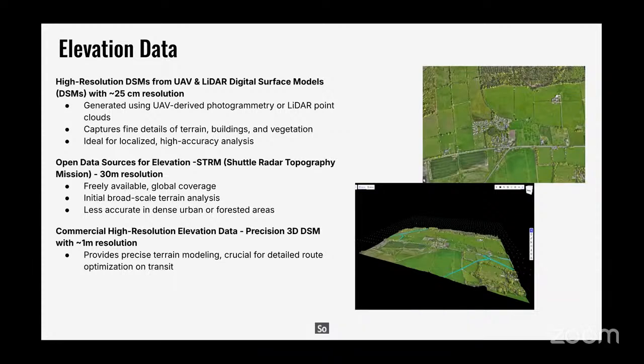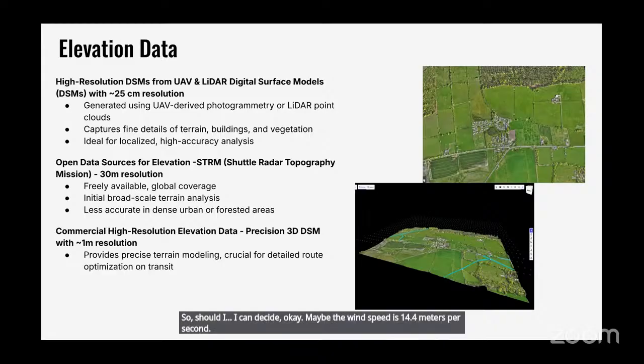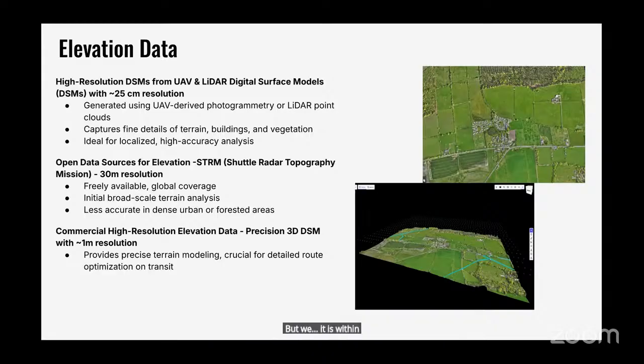So it can decide, okay, maybe the wind speed is 14.4 meters per second, but it is within the limits of my bounds, and I can still push on and fly. So even if it's raining, and so long as that threshold has not been met, it will still keep flying.